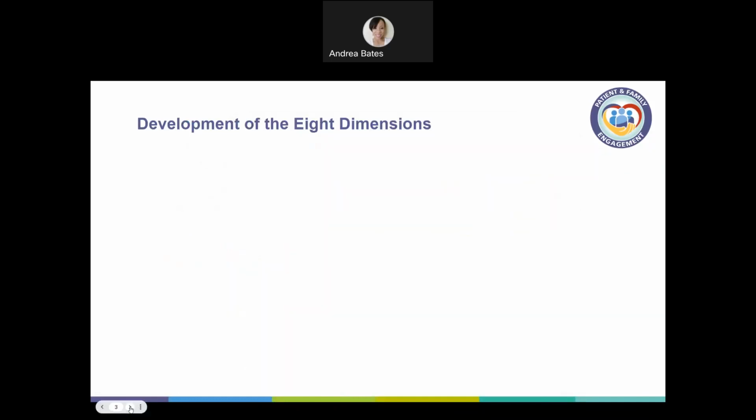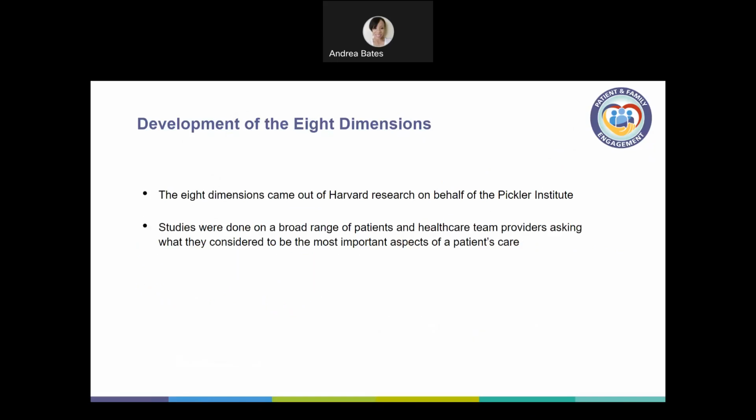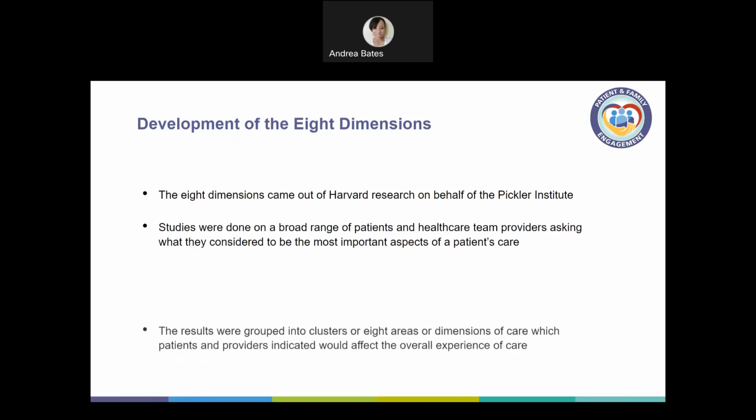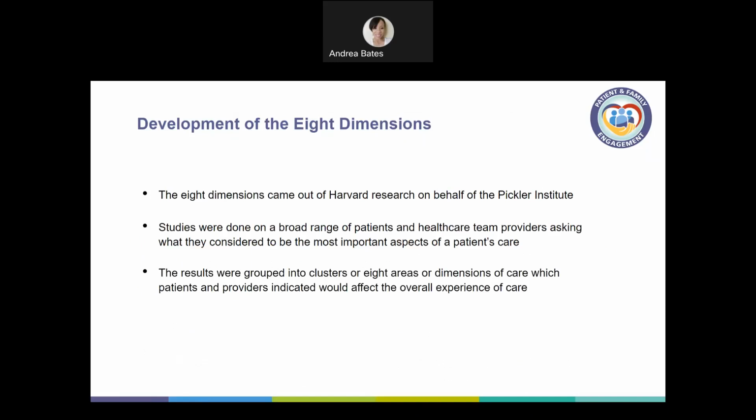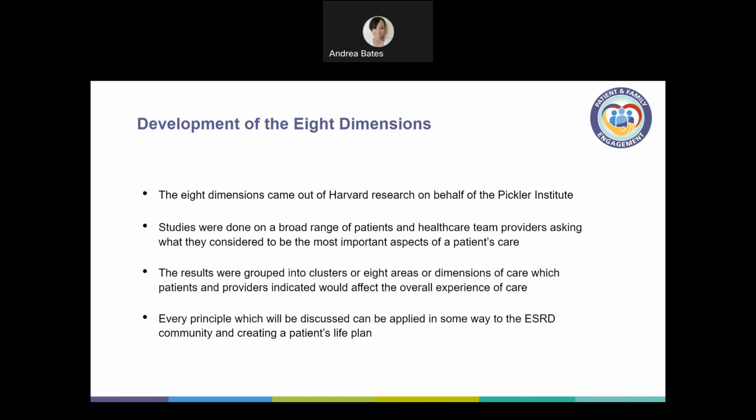So if this is your first time joining, let me just do a quick overview of the development of the 8 dimensions. They came out of Harvard research on behalf of the Picker Institute. Studies were done on a broad range of patients and healthcare team providers, and they were asked to consider what was the most important aspect of any patient's care. The results were grouped into clusters, or these 8 dimensions of care, which patients and providers indicated would affect their overall experience of care. And every principle that we are discussing can be applied in some way to the ESRD community in creating a patient's life plan.